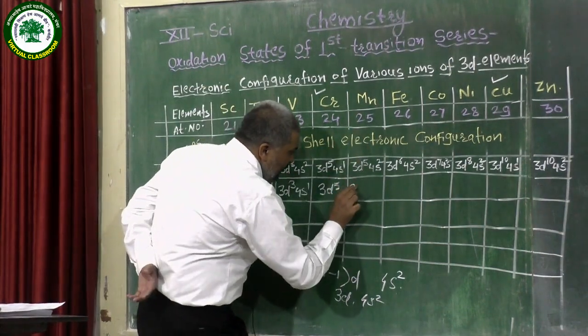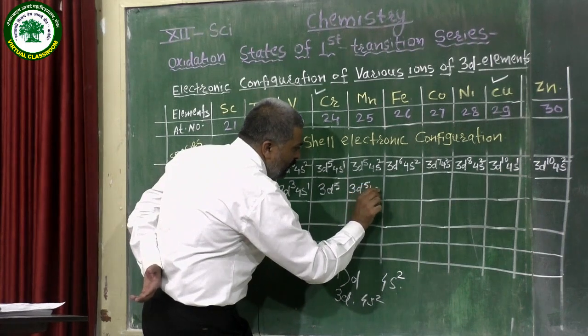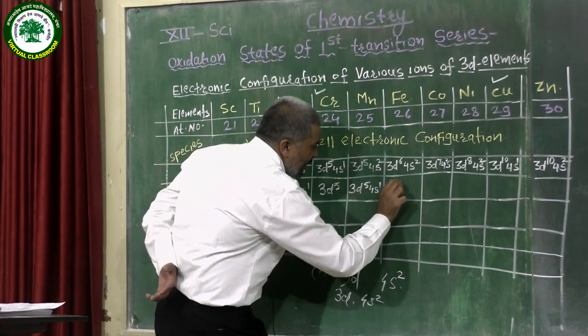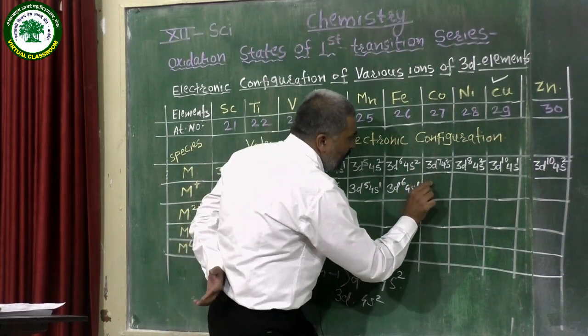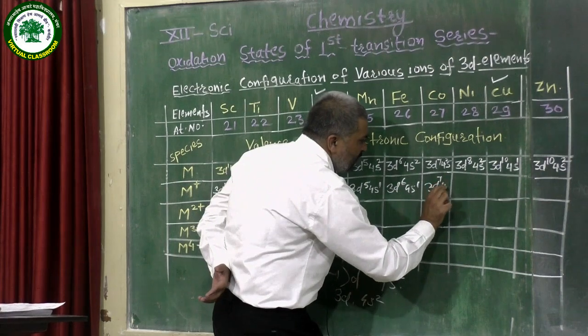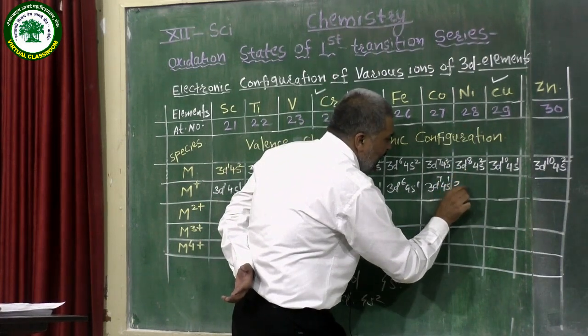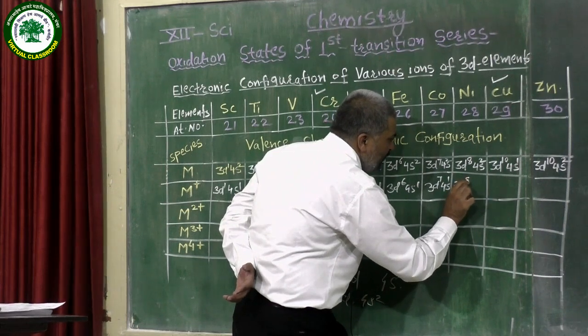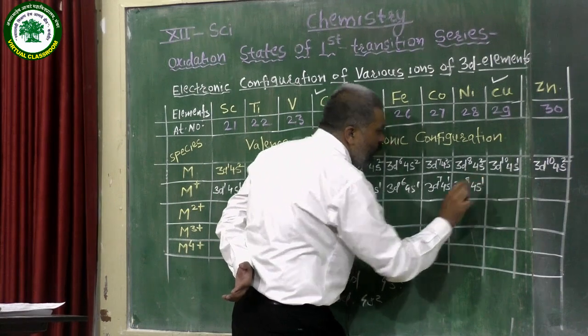In manganese, 3d5 4s1 by losing one electron, 3d6 4s1 electronic configuration. In cobalt, 3d7 4s1. In nickel, 3d8, one electron is lost from 4s2, that's why it becomes 4s1.